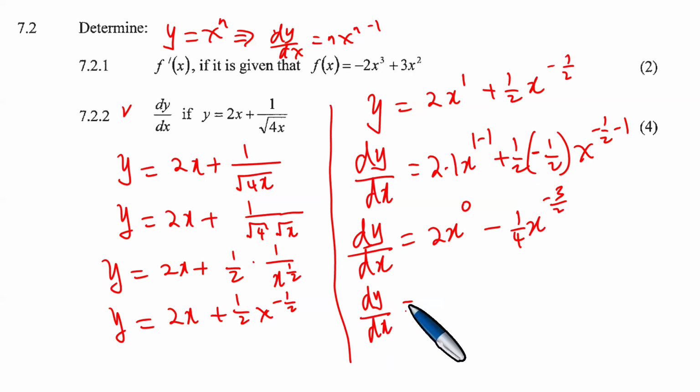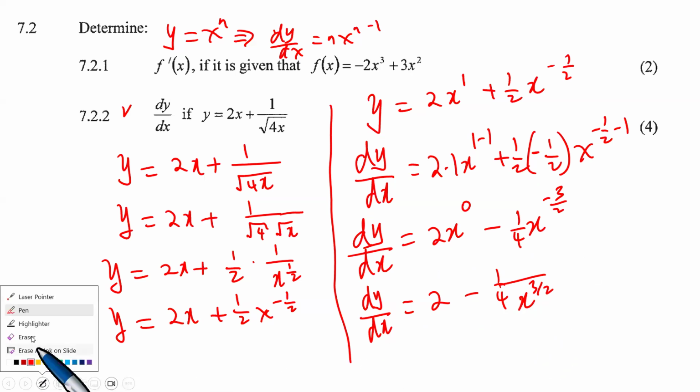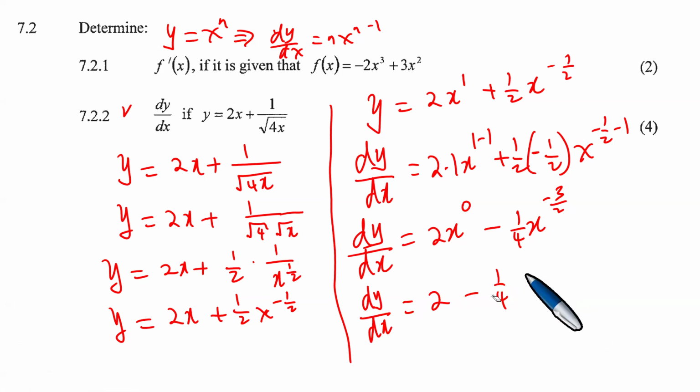Meaning that we have dy dx. What is x to the power 0? X to the power 0 is a 1, times 2, giving us a 2, and then you have x to the power 3/2. Okay, and this is the answer. Because x to the power 0 is 1, but now this is very important: it is 1 provided x is non-zero.